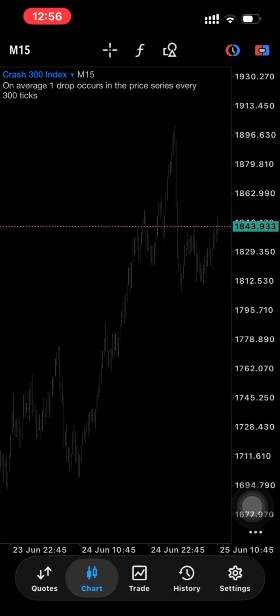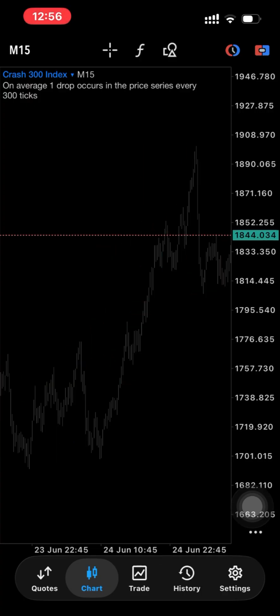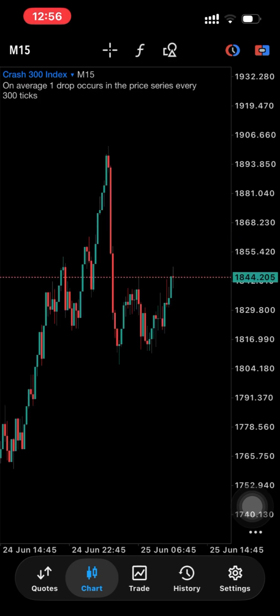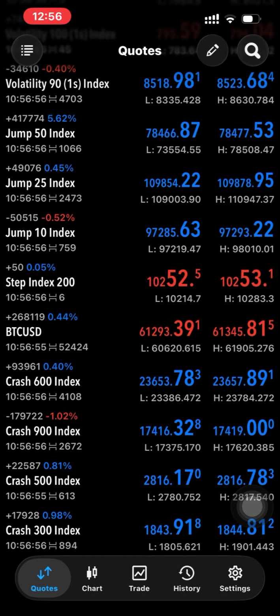So let us have a look at Crash 300 Index. I'm on the 15 minutes chart because it's a little bit clear. Maybe we can switch to a higher time frame, but I'm going to mainly just focus on the 15 minutes chart.